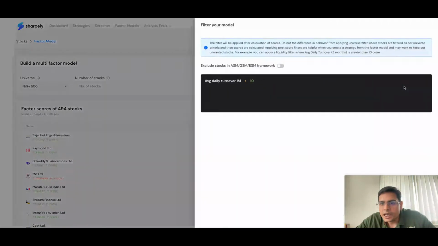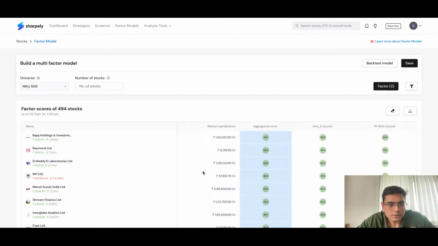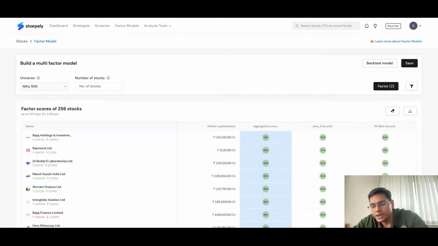Let's increase this. We want very liquid stocks. So these are the 256 stocks, and you can create any kind of filter that you want. The only thing that you should note is that this filter is applied after scoring. The filter that you apply on the universe happens before scoring. So stocks are scored on the universe and then filtered in this filter. I hope I've been able to make things clear.